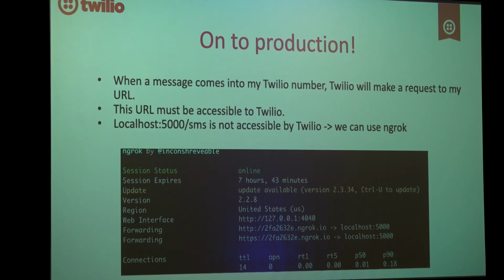This is basically what you obtain when you open a tunnel listening on 5000, and it gives you this URL. And then you can put this in the Twilio console for SMS, so that when a message comes in, Twilio will request that publicly available URL, and then that will request our app running here, and it will respond.